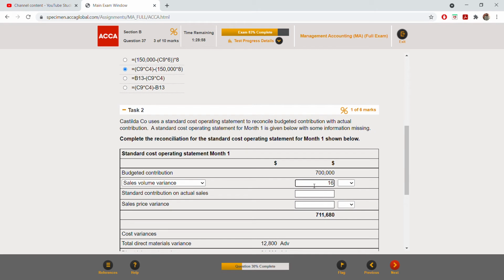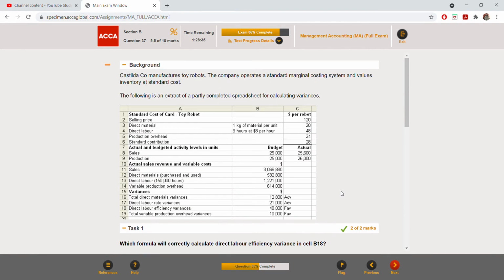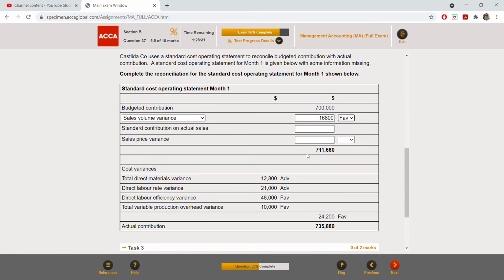So 16,800. Whether it's favorable or adverse, how do you decide? It is simple. Just look at which one is more, whether your budgeted sale is more or actual sale is more. Your actual sale is more, so it is favorable. Just see here, 25,000 versus 25,600. Actual is more, right? So it has to be favorable.